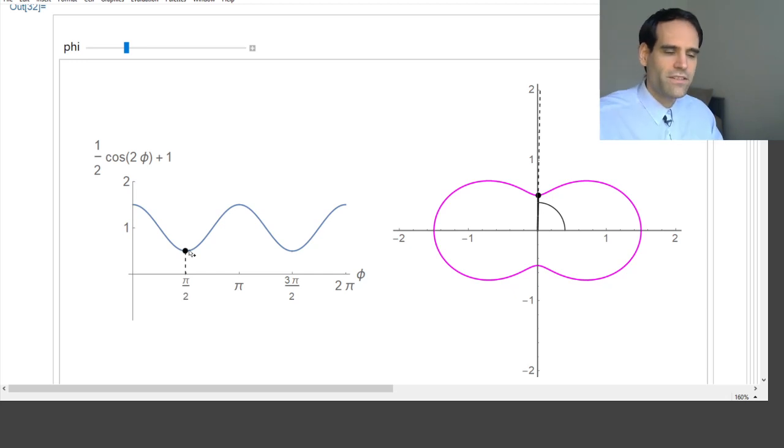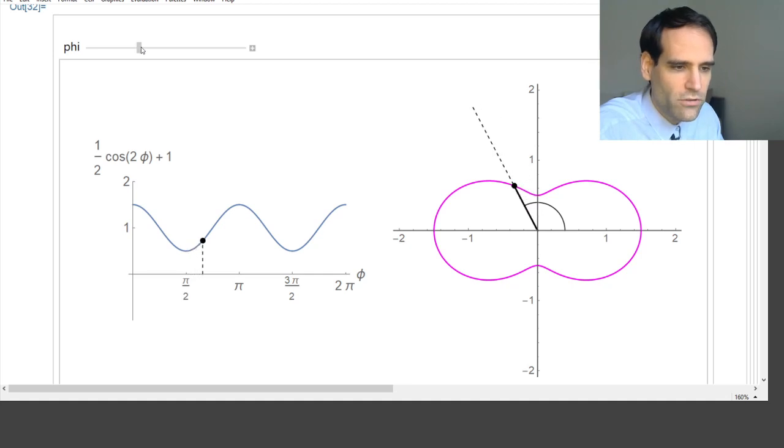And this can be translated onto the picture on the right, which shows that when the angle is equal to pi halves, that's why I'm showing this angle here, then the radius, the distance to the origin, is equal to 1/2. Now I increase the angle phi so that it's equal to pi. Okay, so I increase it to pi. So now we are here.